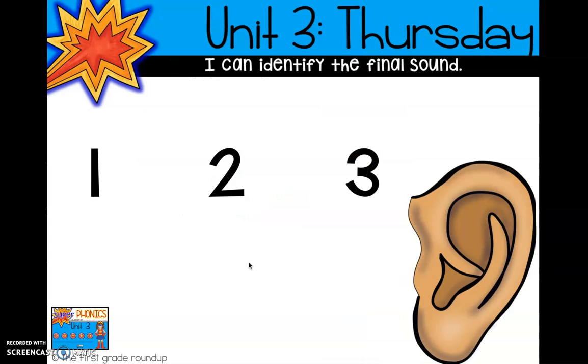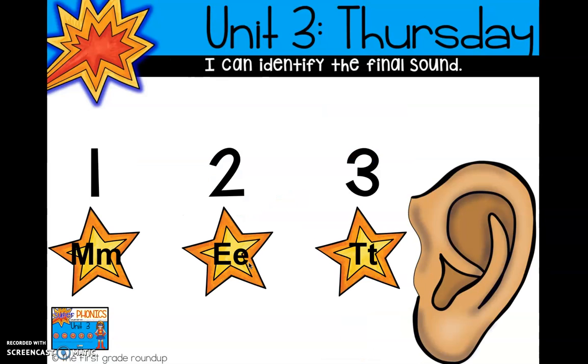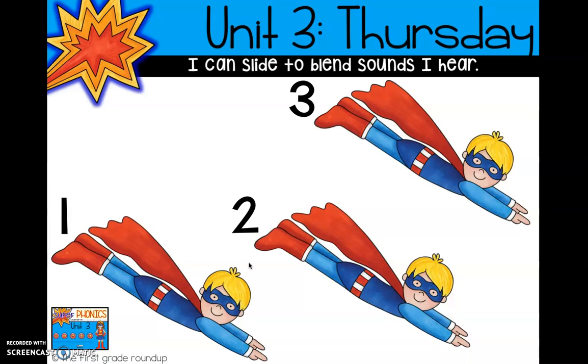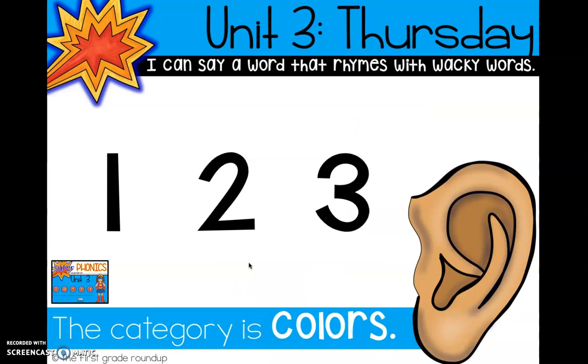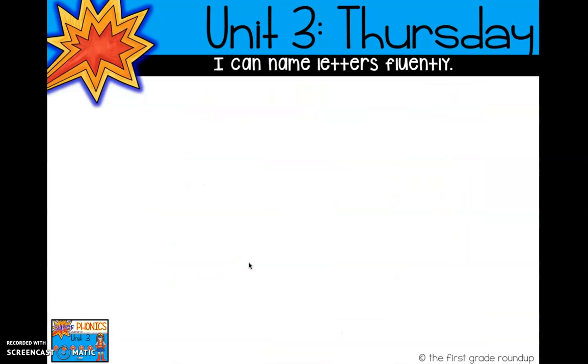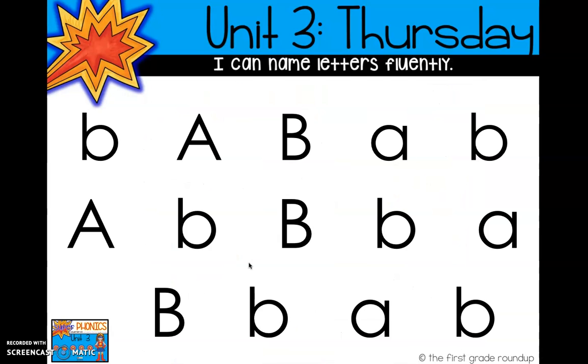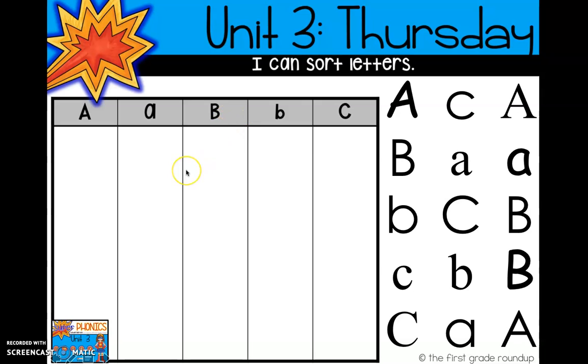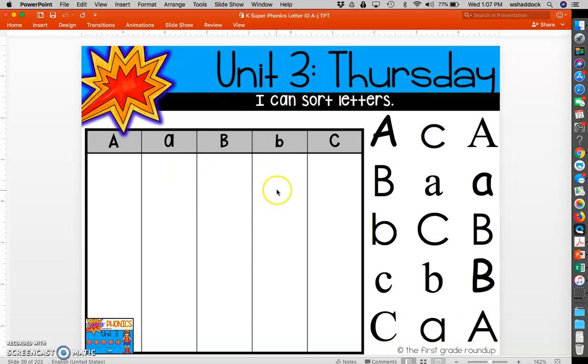On Thursday, it's going to be similar to Tuesday with the final sound, punching out the final sound, sliding to blend, segmenting, words that rhyme with the wacky word, substitution, the ABC chart, letter naming fluency. And then this is going to be a sort. In order to do the sort, you're going to need to go press escape and go to normal view. Okay, this way you can click and drag or call up friends that can click and drag each letter to where it needs to go.